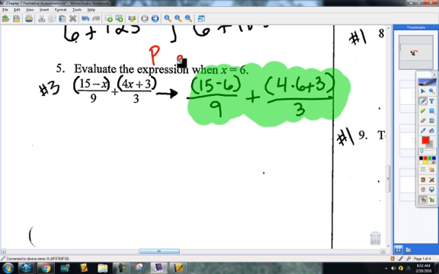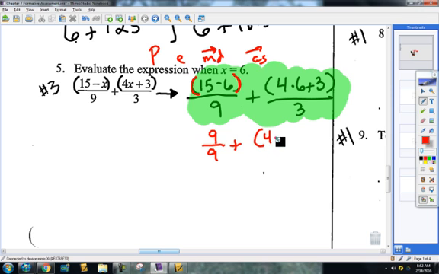Now we should write PEMDAS. You didn't have to, but you should have. It's something you probably ought to do if you need it. We've got to take care of parentheses first, so that's what I'm going to do. I'm going to do these first ones on the left. 15 minus 6 is going to give me 9. I bring down everything else.